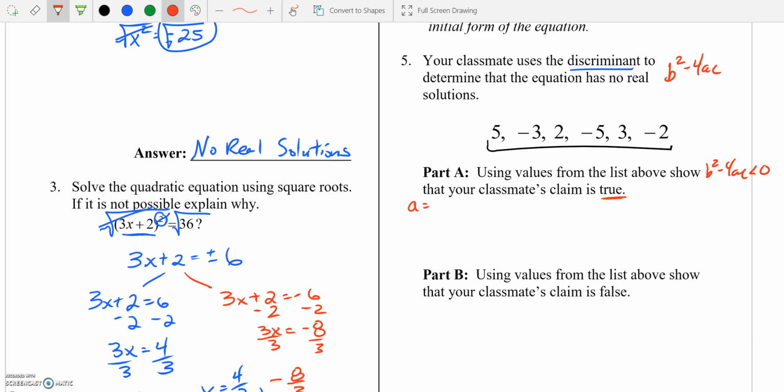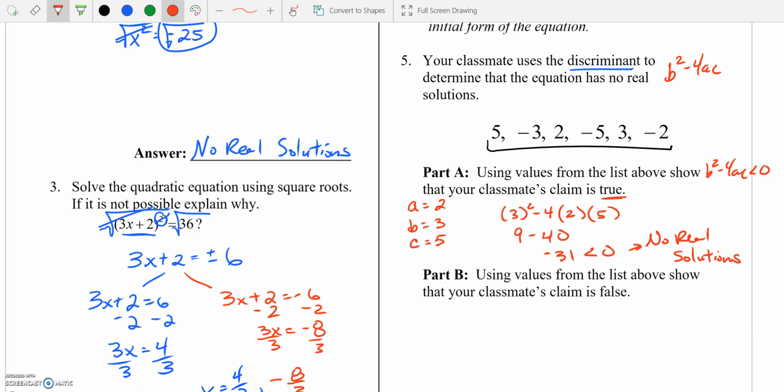So let's say that a is equal to 2, b is equal to 3, and let's make c equal to positive 5. If I plug those in, I get 3² - 4 times 2 times 5. 3² is 9, minus 4 times 2 is 8, 8 times 5 is 40, and 9 minus 40 gives me -31. -31 is definitely less than 0, so that means there's no real solutions, which would make his claim true.